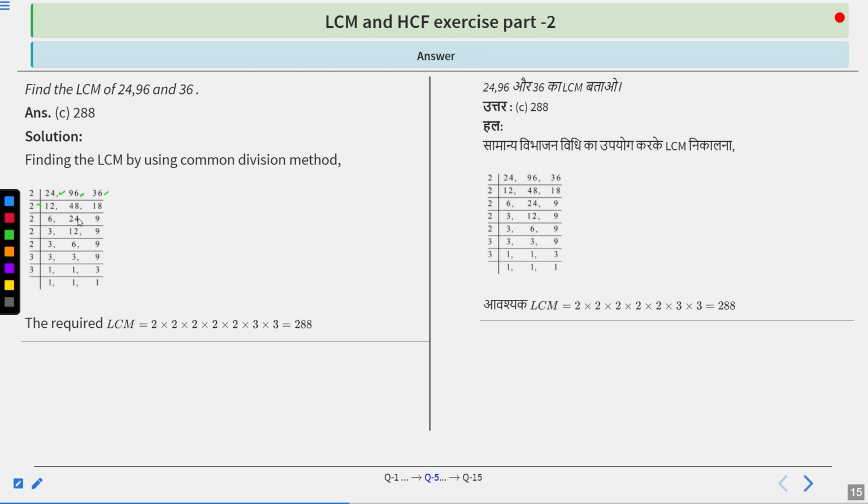Again by 2, we get 6, 24 and 9. Again by 2, we get 3, 12 and 9. Again by 2, we get 3, 6 and 9. And we keep on dividing the numbers until we get 1, 1, 1 in the last step.